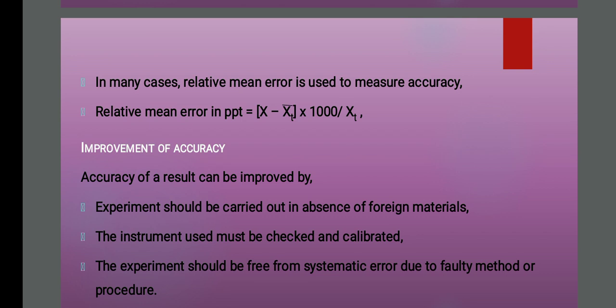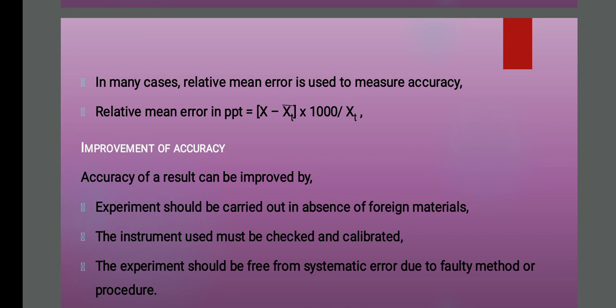Is it okay? Now we are going to see how to improve this accuracy. Accuracy can be improved in three different ways. First, the experiment should be carried out in the absence of foreign materials. Foreign materials are nothing but impurities. Second, the instrument used must be checked and calibrated. And third, the experiment should be free from systematic error or procedure error, or we say faulty method.